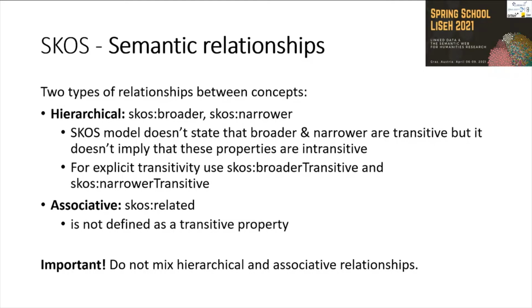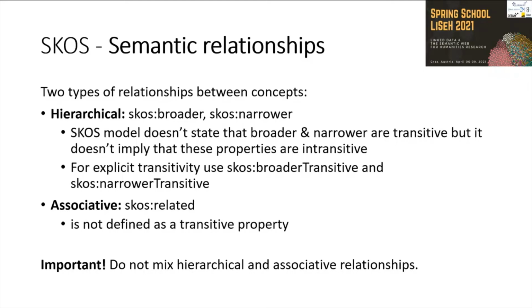And here is a little note on what transitivity is. A relationship is transitive if concept A is broader than concept B, and concept B is broader than concept C. That implies that concept A is broader than concept C. If one wants to explicitly state that the relationship is transitive, then they should use transitive properties like SKOS broaderTransitive and SKOS narrowerTransitive.